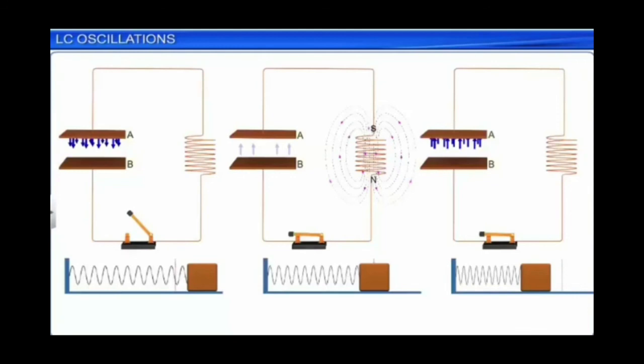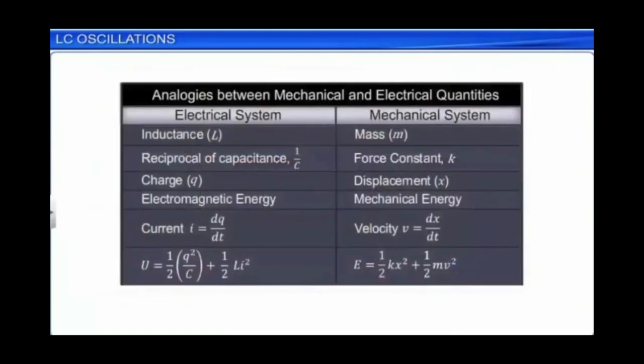In the beginning, when the capacitor is fully charged, the energy is purely electrostatic, and when the charge on the capacitor becomes zero, the current in the circuit becomes maximum and the energy is fully stored in the inductor in the form of magnetic potential energy. At any other instant in between, we can say that energy is shared by the capacitor and inductor. That means energy is partially electrostatic and partially magnetic.